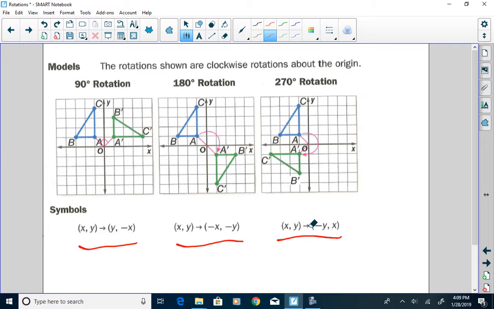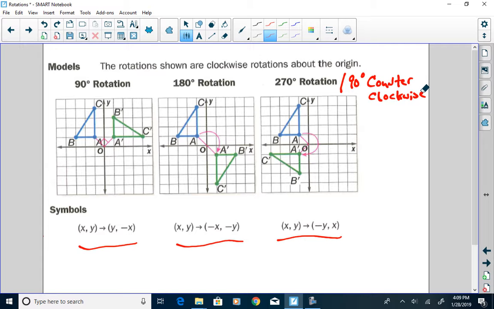Now, one thing to remember, a 90-degree counterclockwise rotation would be the same as a 270-degree rotation. So let's write that. A 270-degree rotation that's clockwise is the same as a 90-degree counterclockwise. Right, counterclockwise.